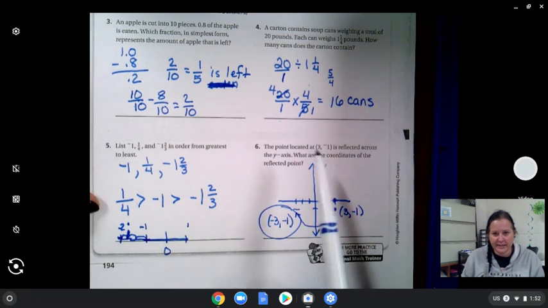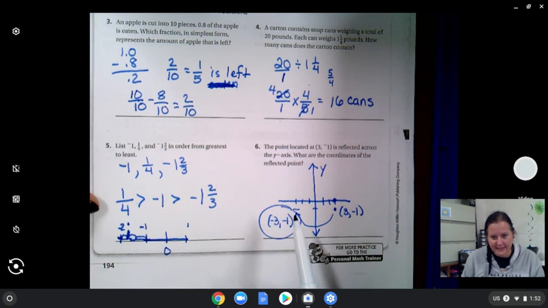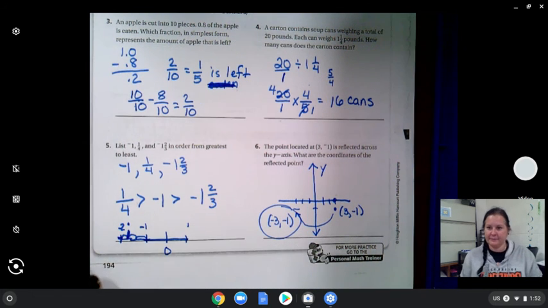All right, on this one, we are reflecting across the y-axis. They start with a 3, -1, and we're reflecting it to the other side. So instead of going a +3, we're going to go a -3 this time. So you get a -3, -1 to reflect that point across the y-axis.